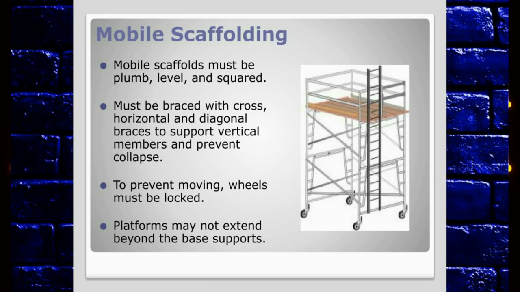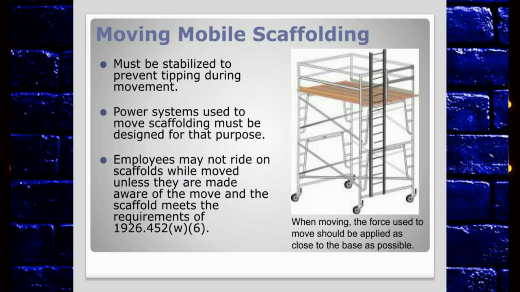Mobile scaffolding, which many people are familiar with. Mobile scaffolds must be plumb, level, and squared, must be braced with cross, horizontal, and diagonal braces to support vertical members and prevent collapse. To prevent moving, wheels must be locked. Platforms may not extend beyond the base supports. Moving mobile scaffolding must be stabilized to prevent tipping during movement. Power systems used to move scaffolding must be designed for that purpose.